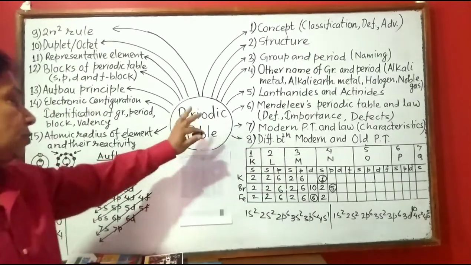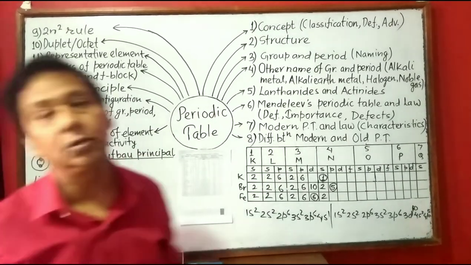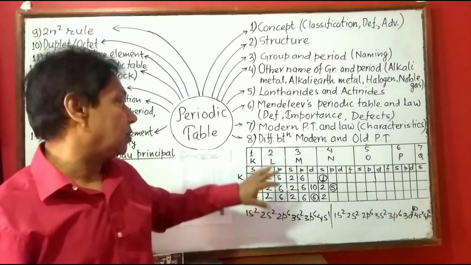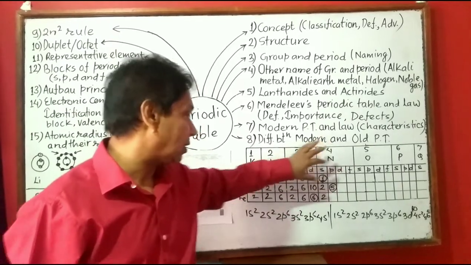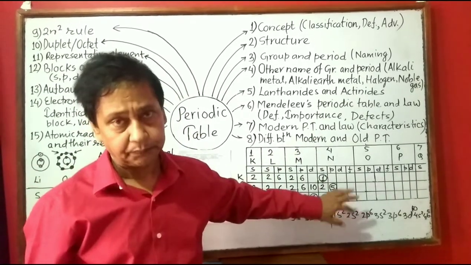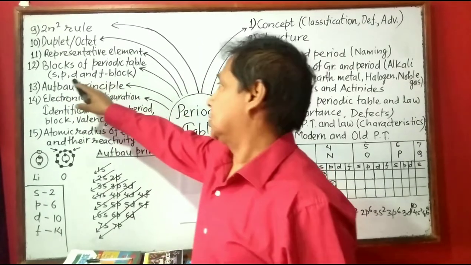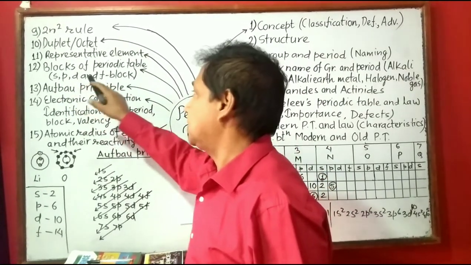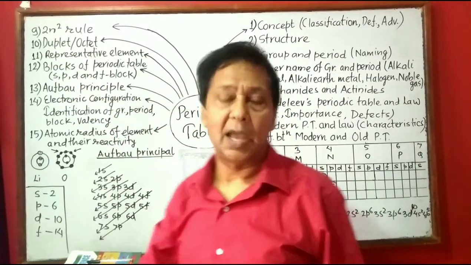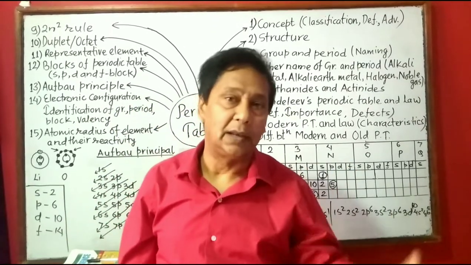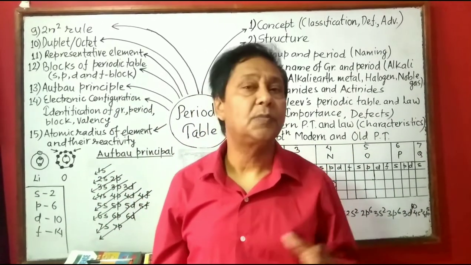Now, after this much understanding, you are able to write the electronic configuration with the help of this table also. You can write this way also. But now the turn is about the blocks of elements, SPDF. What are they? S block element, P block element, D block element, and F block element.